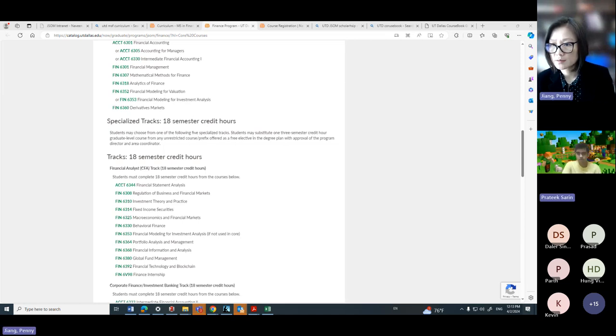Is there any option to submit the transcript? Yes. If you look at how to submit official documents, you can either use an electronic platform or you just hand carry. You carry it by yourself, and then you personally produce these official documents to the registrar office at UTD.